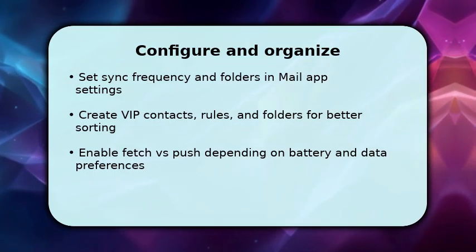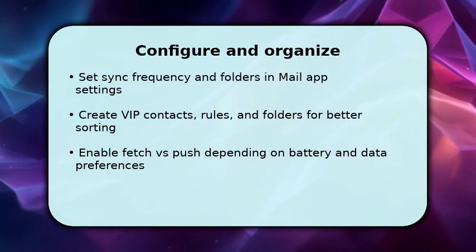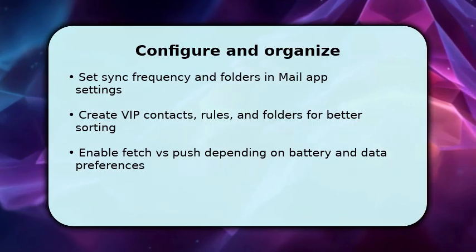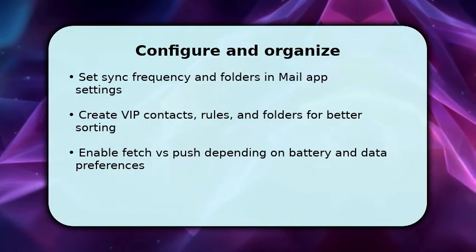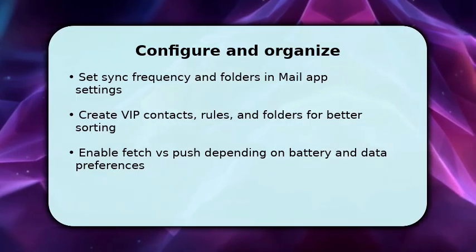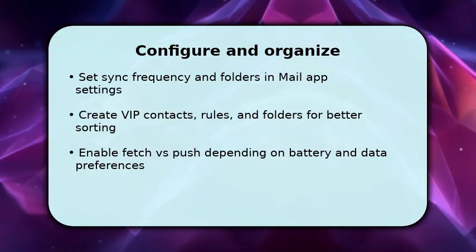Create folders and rules to auto-sort incoming mail, and add VIPs for top priority alerts. On Mac OS or iOS, adjust thread and preview options to speed scanning. Once configured, send a test email to confirm folders, flags, and sync are working as expected.